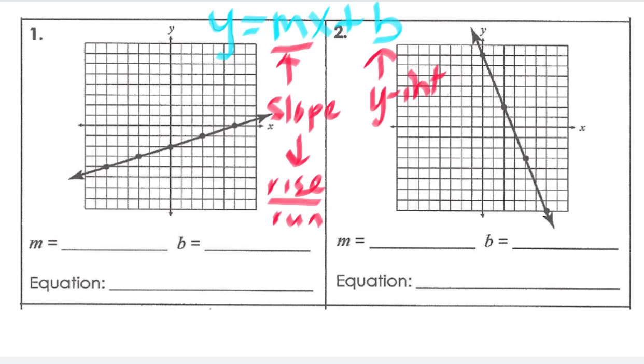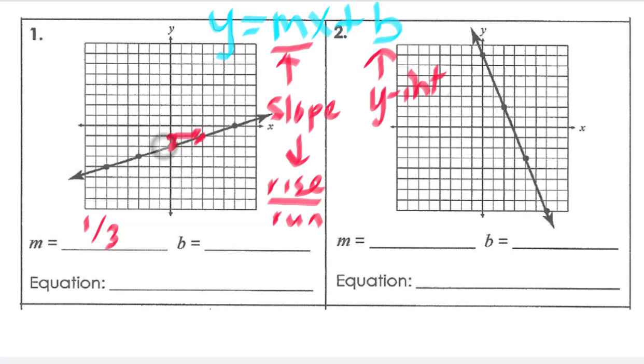Okay, so let's look at this first graph. We are going to find our m. So remember, our slope is our rise over our run. So we're going to pick 2 points on the graph. We'll say this point and this point. And I'm going to rise 1 and I'm going to run 3. So my slope is going to be 1 over 3.